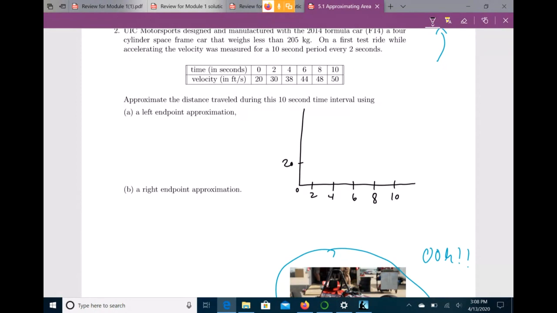At 2, it's going 30. At 4, it's going 38. At 6, it's going 44. At 8, it's going 48. And then at 10, it's going 50. Okay, so let's assume it's changing smoothly. So you could imagine what the velocity curve looks like by connecting these dots smoothly.